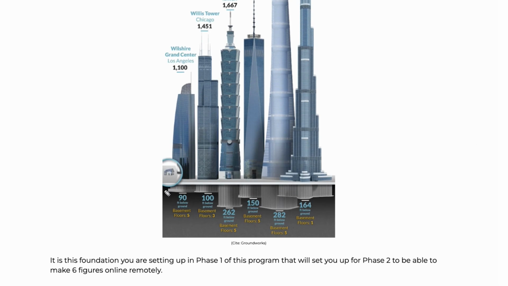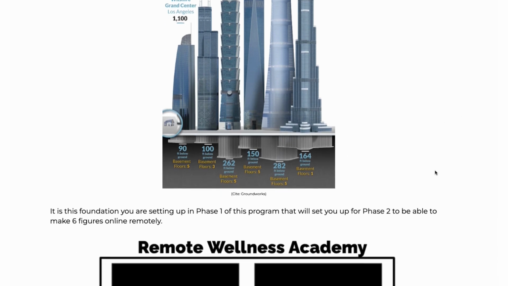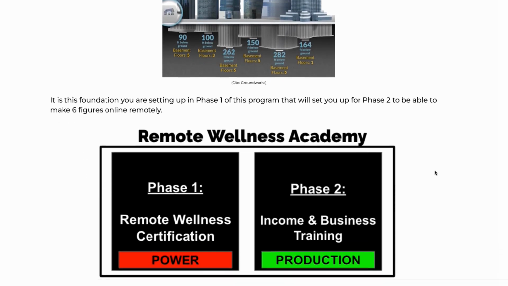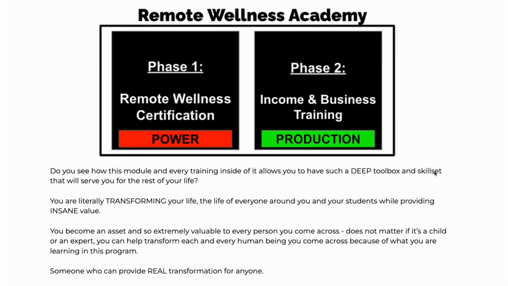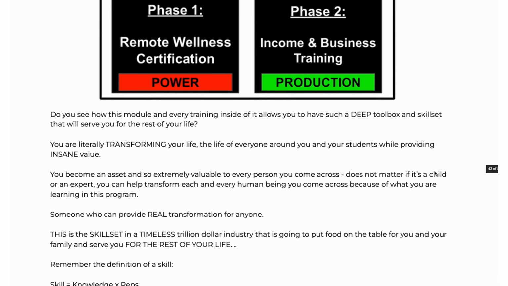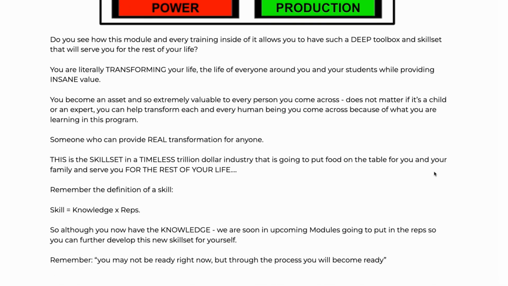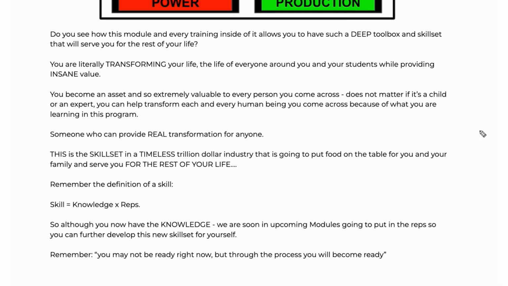And so when we talk about the foundation, these modules, this phase, this certification is that foundation for you to be able to then go out and make 6+ figures online income remotely, okay? It is this foundation that you are setting up inside of phase number 1 of this program that is going to set you up for success in phase number 2, when we get into the income and business training, okay? So do you now see how this module and every training inside of it allows you to have such a deep toolbox, a deep skill set that is going to serve you for the rest of your life?